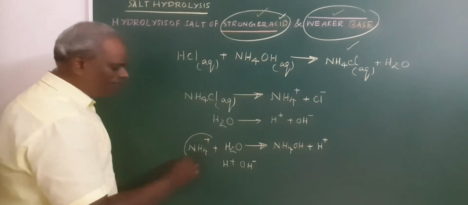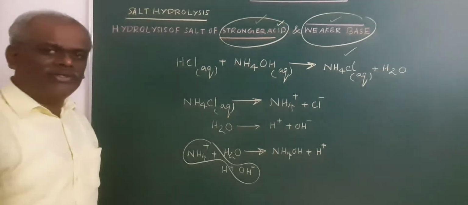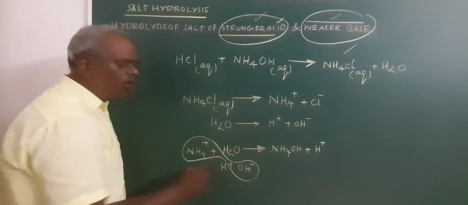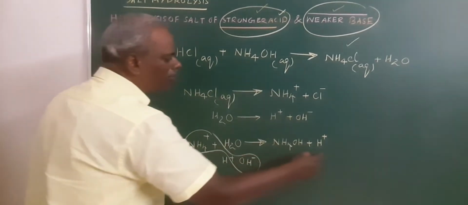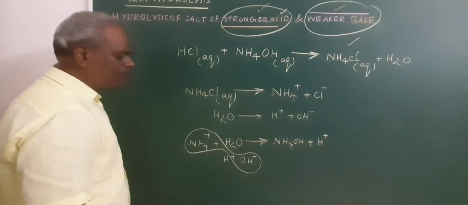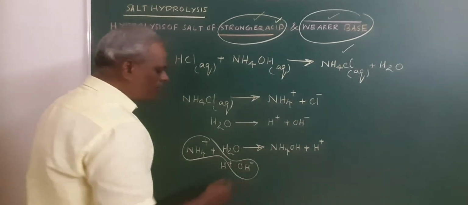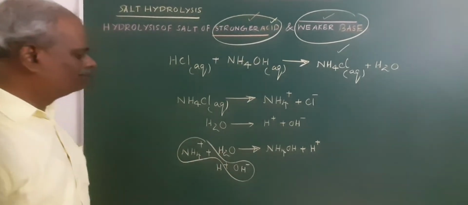NH4 plus has a strong tendency to combine with OH minus. So it has a better affinity towards OH minus. And NH4 combines with OH to form ammonium hydroxide. So gradually the concentration of hydroxide ion decreases in this particular solution.